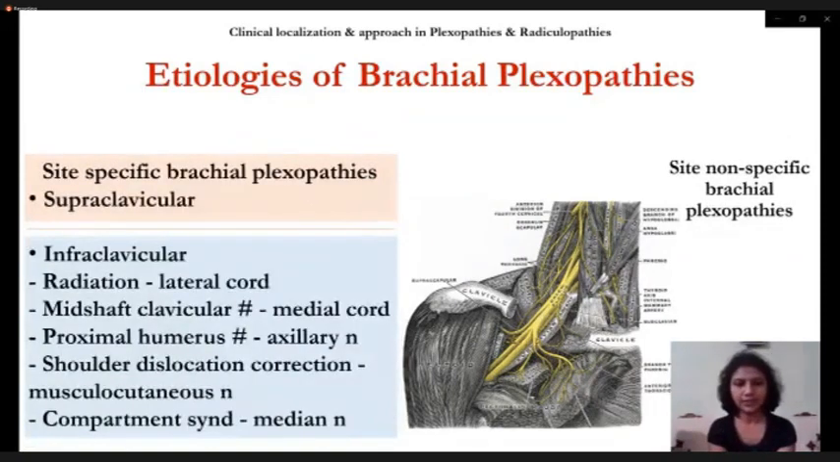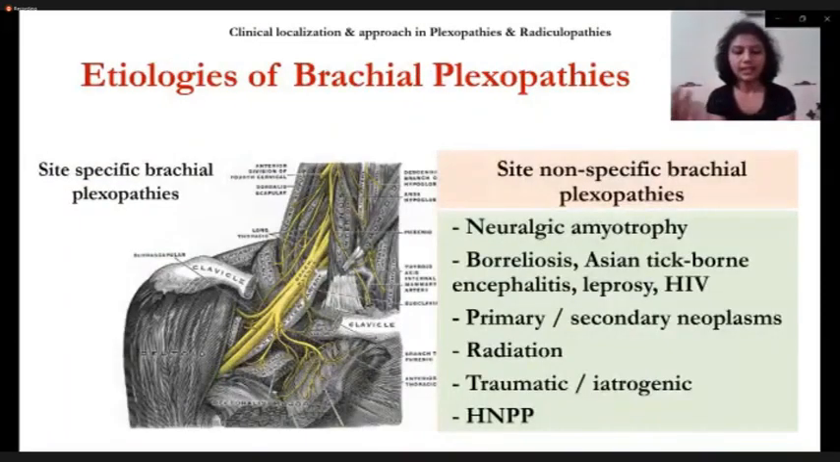Coming to the lesions that affect the infraclavicular plexus, radiation plexopathy classically affects the lateral cord, while the midshaft clavicular fracture classically affects the medial cord. Fracture of the proximal portion of the humerus has a tendency to injure the axillary nerve, while surgical correction of shoulder dislocation has a propensity to affect the musculocutaneous nerve, and compartment syndrome predominantly affects the median nerve followed by the ulnar nerve.